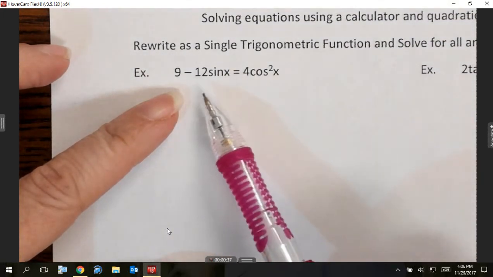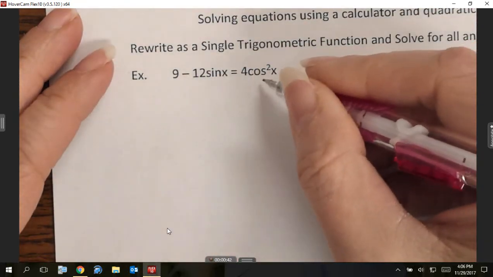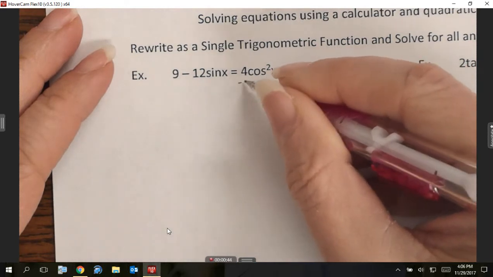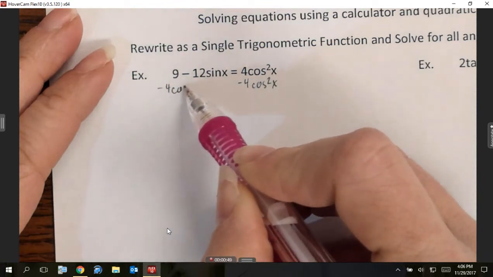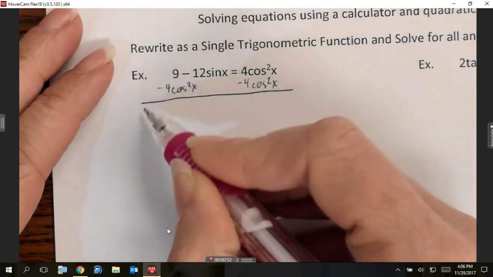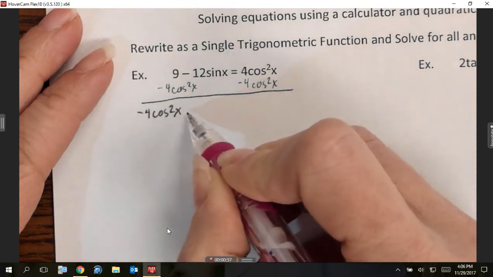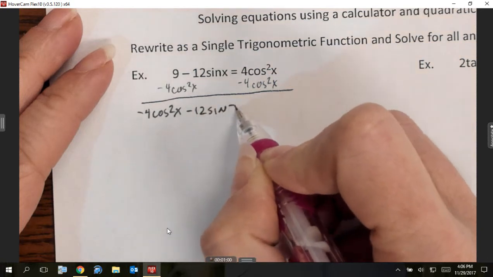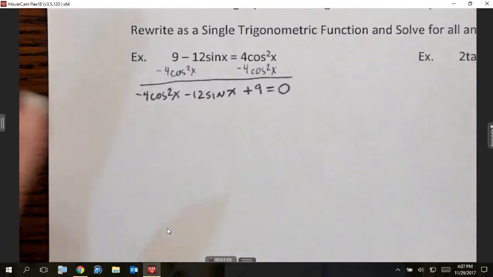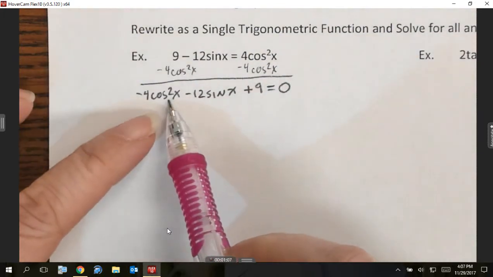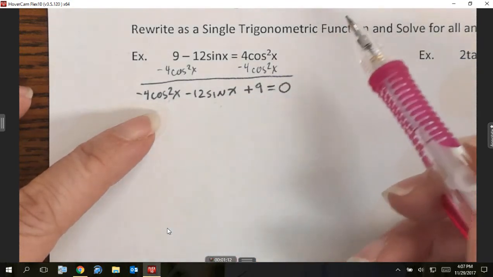We can try to go ahead and factor this. We would need to set it equal to 0. So let's go ahead and take away 4 cosine squared x from both sides, because before I can factor to solve it, it has to say equals 0. But here's the problem. Now I've got cosine squared, I've got sine squared. This is a trinomial. I can't factor that because they're not the same terms.